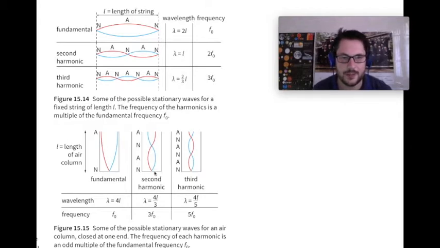And then we can have a look at these pictures. We can see that this is a node at this end. This is a node. This is a node. This is an antinode here. Here we've got a node, and then the antinode here, and an antinode here. Node, node, node, antinode, antinode, antinode. Okay, and it's good to remember the fundamental, the second harmonic, and the third harmonic.